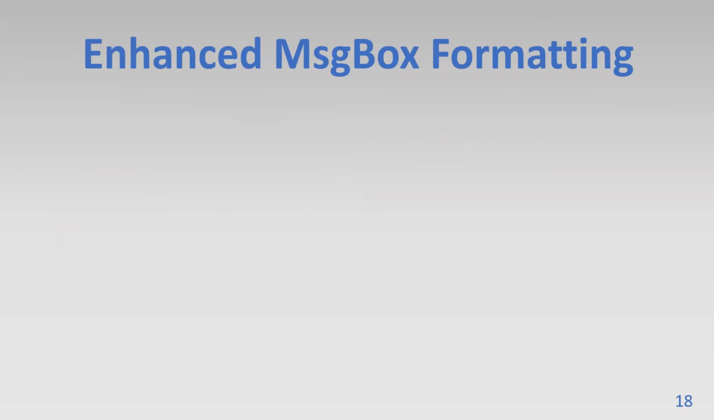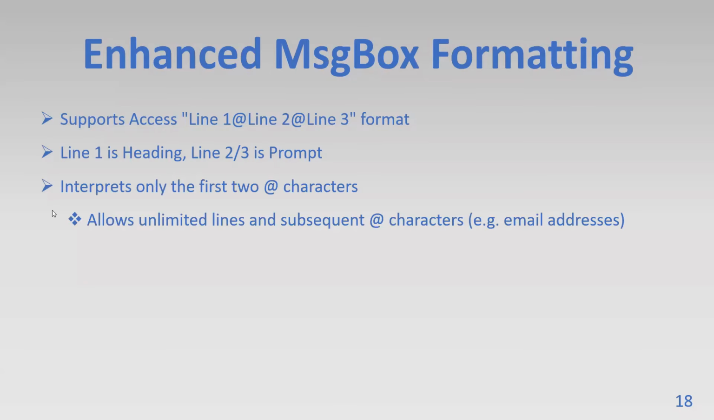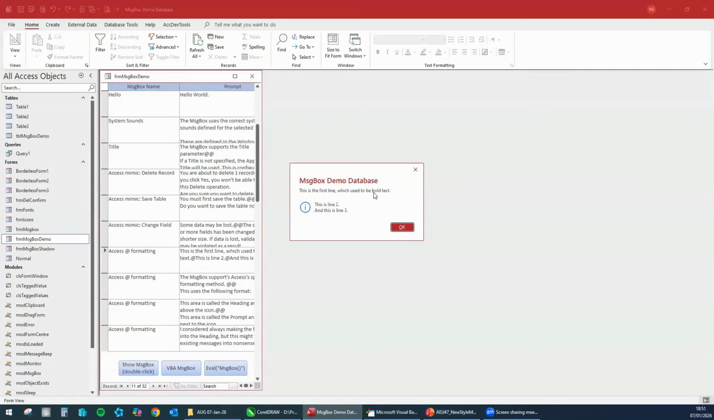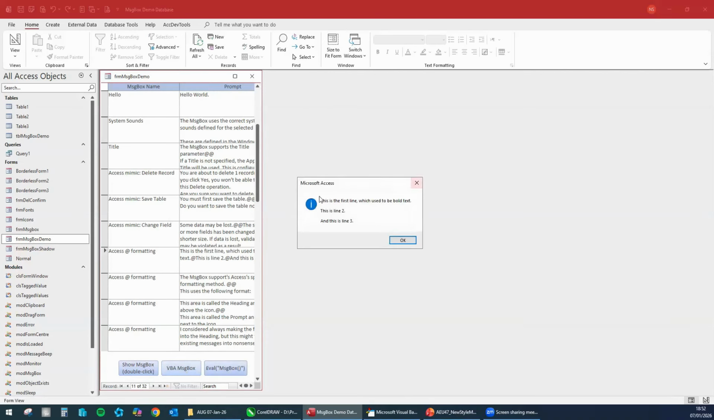Message box formatting. I mentioned that Access has always supported this @ format to do multiple lines. Well, I'm supporting that as well, which goes beyond a VBA message box, but it means we're still sort of doing what Access does. Line 1 is the heading in the new message box above the icon, and lines 2 and 3 are the prompt. So let me just quickly show you those. This is the first line, which is used to show the bold text, and then you've got line 2 and 3. And if you show that in VBA Eval, you can see that's basically how they used to do it with their Eval method, whereas VBA can't do that extra line.